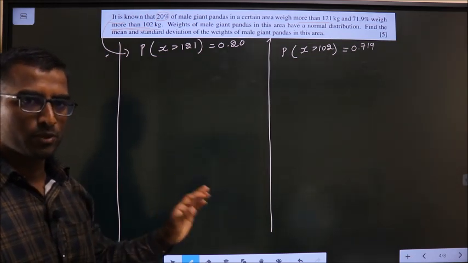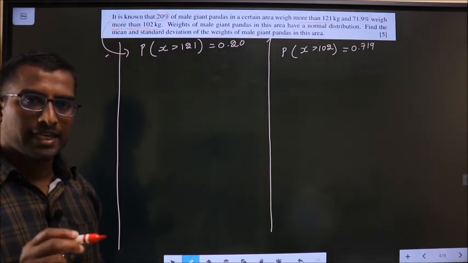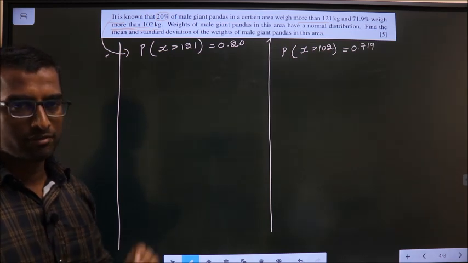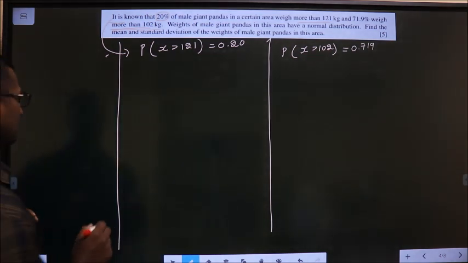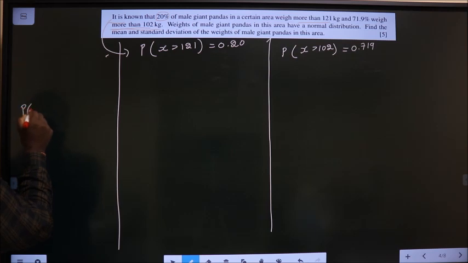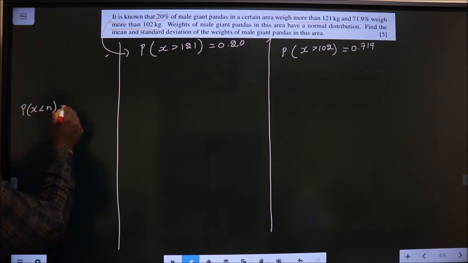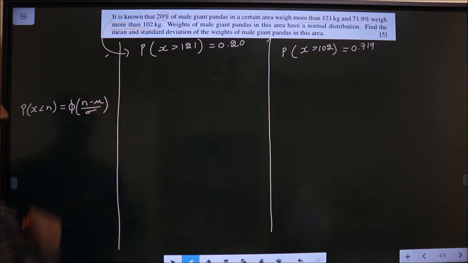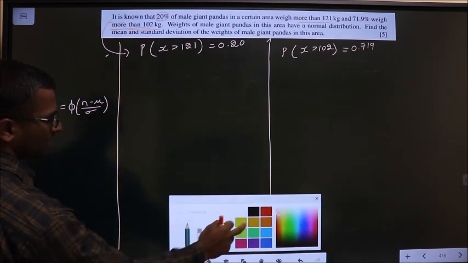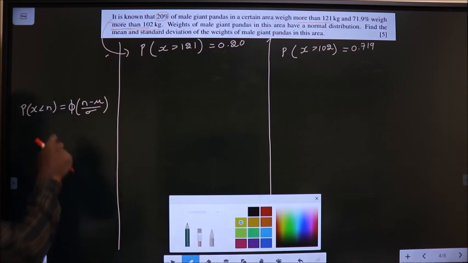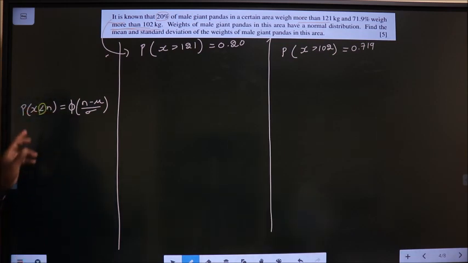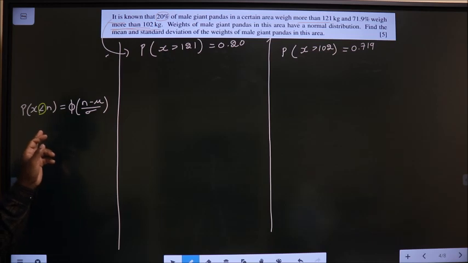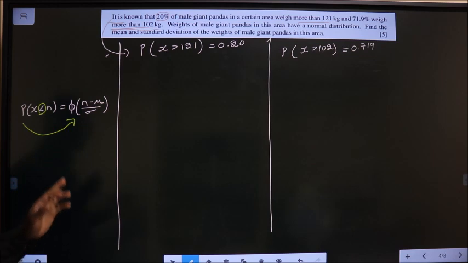Now, we have written both equations. In any normal distribution question, we have to make use of this one. That is, P of x less than n is equal to phi of n minus mean by standard deviation. Here you should look out for this symbol. It should be less than. Whenever it is less than, only then P will get converted to phi. Clear? Less than, only then it gets converted to phi.